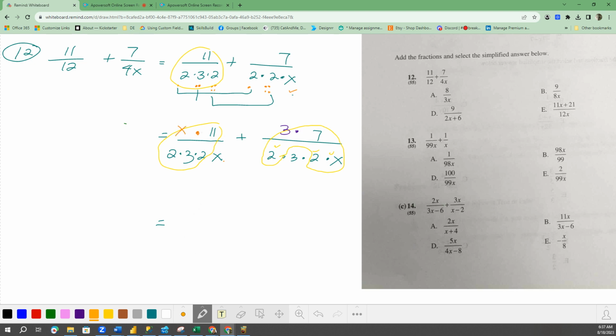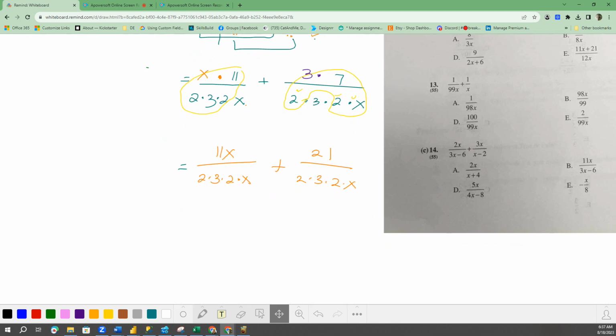Now you multiply the top: you have 11x, not x11, over 2 times 3 times 2 times x, plus 3 times 7, which is 21, over 2 times 3 times 2 times x. We're not really multiplying the denominator yet because we just want to make sure that there's nothing else that will cancel out.